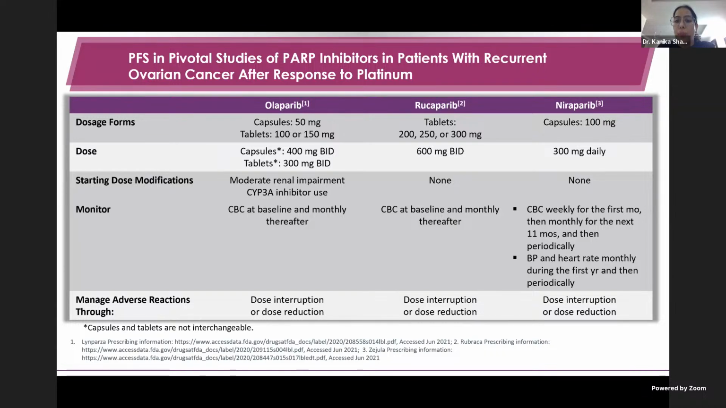So when we talk about rucaparib, the dose is 600 mg BD, but again, based on the tolerance, we sometimes give 500 also and 400 BD also. So with all the PARP inhibitors, CBC has to be monitored. With niraparib, blood pressure and heart rate have to be monitored because of the cardiac profile also.